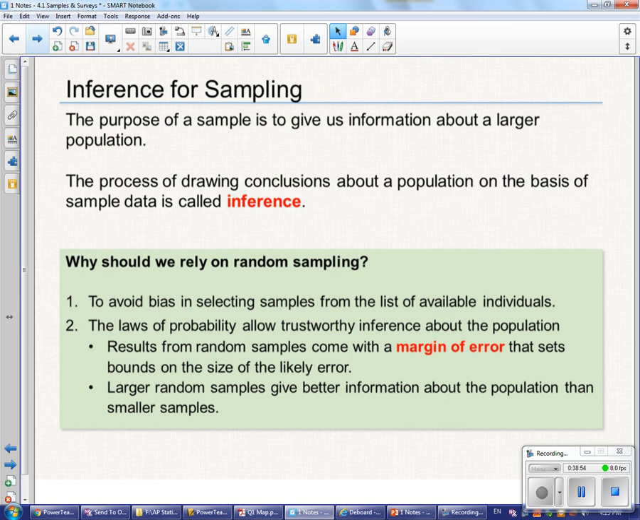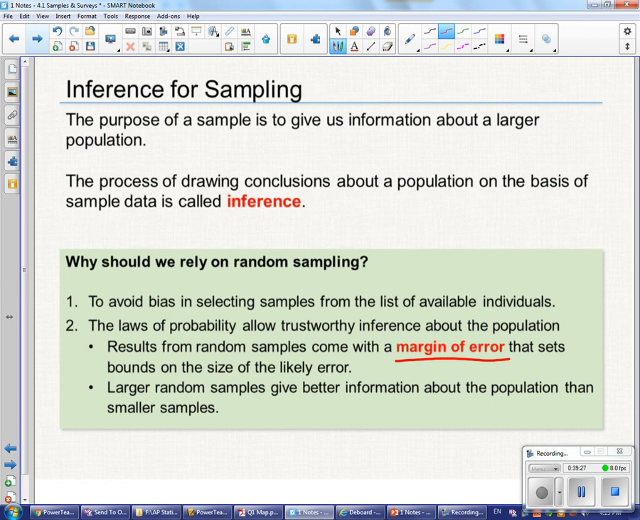Well, it avoids bias in the selection of samples when we have a list of available individuals. And the laws of probability allow trustworthy inference about a population when the results come from a random sample. We'll have what we call a margin of error, and that margin of error describes the sampling variability. It includes the sampling variability, like the standard deviation, but it accounts for the differences that we see in the different groups of individuals we come in contact with.